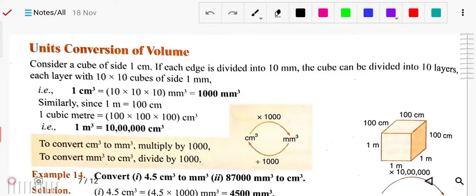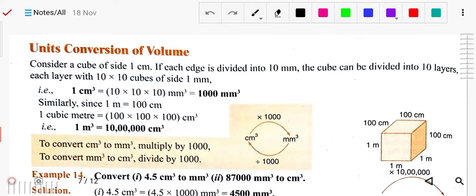Good morning, students. Today we will solve exercise 25C, page number 343. In this exercise, we will solve unit conversions of volume. That means we will convert units like meter to centimeter, centimeter to millimeter, and kilometer to meter. So likewise, we will do unit conversions.